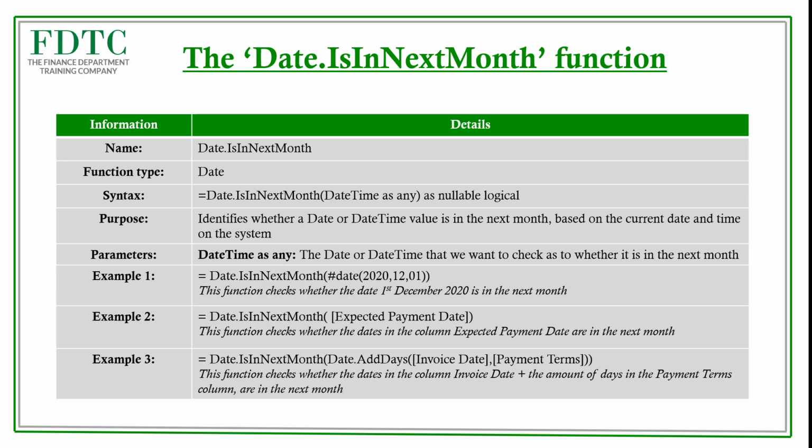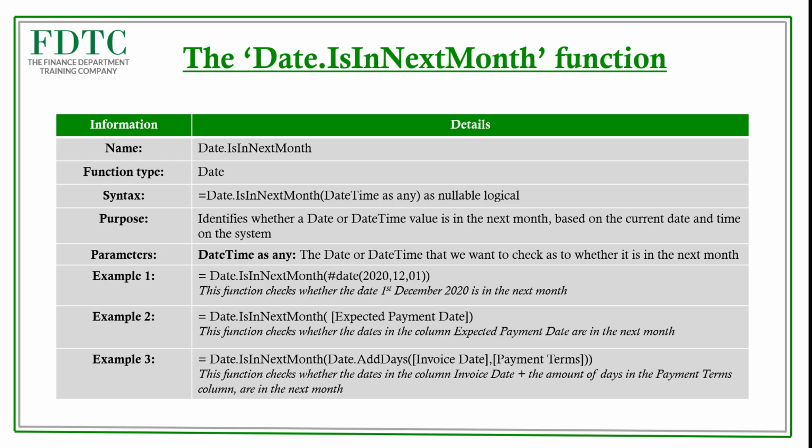So first of all, let's have a look at the function and its syntax and its use. First of all, of course, we start off with the equal sign. Then we give the name of the type of the function, which is Date, and then put in a full stop. And then we give the name of the function, which is IsInNextMonth. Make sure, of course, that the Is In Next Month all have capitals to start with. Now after that, we open the brackets and then put our first and only parameter, which is the date we want to evaluate to see whether the date is in the next month or not.